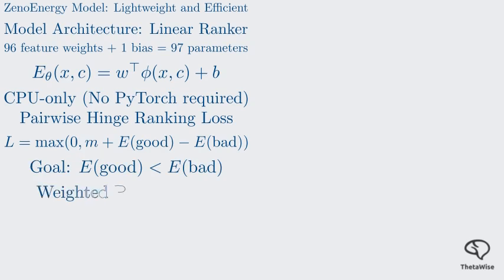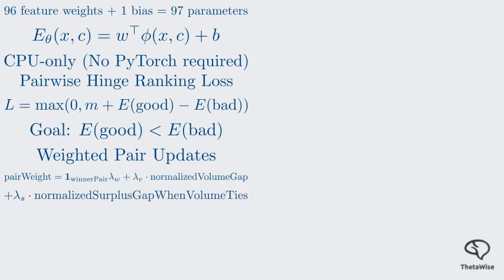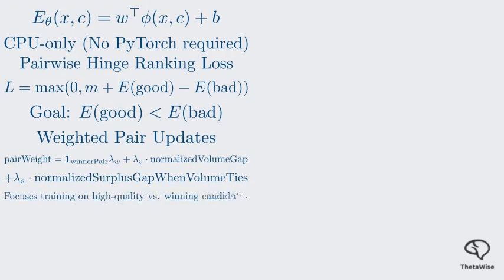To make the training even more effective, the researchers used weighted pair updates. The pair weight is determined by an indicator function for the winner pair multiplied by lambda w plus lambda v times the normalized volume gap plus lambda s times the normalized surplus gap when volume ties. The weight of each training update is adjusted based on the volume gap and surplus gap. This places more training pressure on hard cases, like when a valid candidate is ranked just ahead of a slightly better winner. This forces the model to learn the fine distinctions that matter most for profitability.